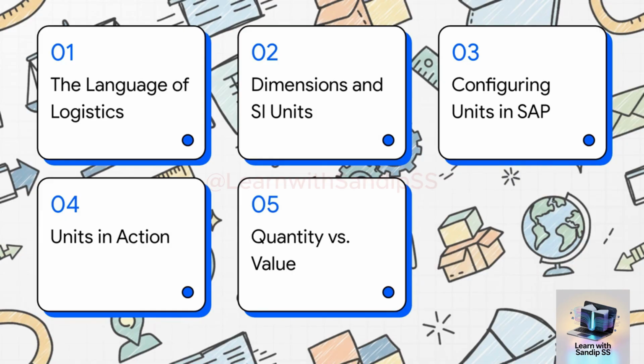So here's what we're going to cover. First, we'll talk about why this is literally the language of logistics. Then we'll get into the science behind it all, dimensions and SI units. After that, we'll jump into the actual SAP configuration, see these units in action in the real world, and then we'll wrap up with a really critical financial setting: quantity versus value commitments.